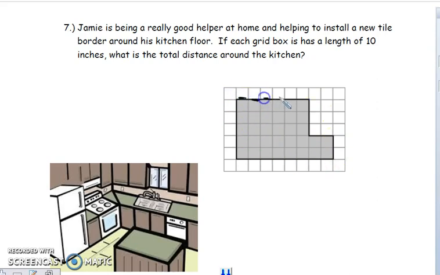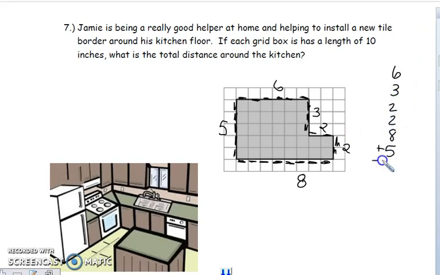1, 2, 3, 4, 5, 6. Did everybody get 6? 1, 2, 3. 1, 2. 1, 2. 1, 2, 3, 4, 5, 6, 7, 8. 1, 2, 3, 4, 5. And again, now we add 6, 3, 2, 2, 8, and 5.